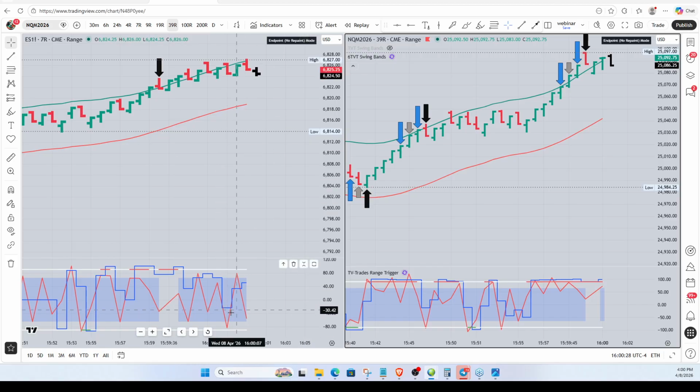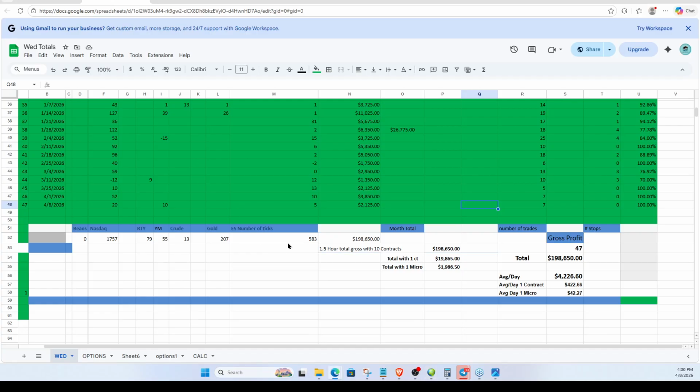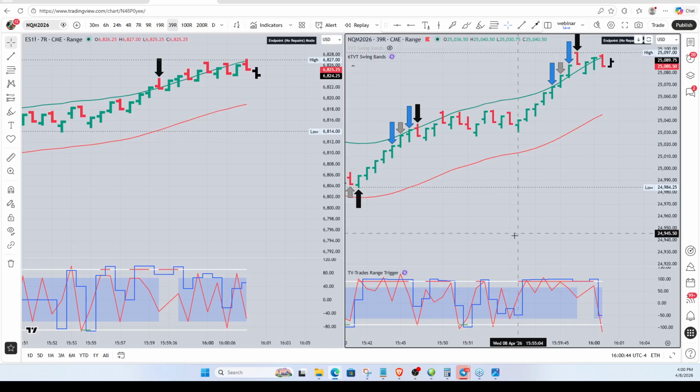That was this ES right back here. Alright, it gave me 1 tick. So that goes to a 6, and this goes to an 8. So somehow I managed to get 8 trades off. This NQ is a trade here too.